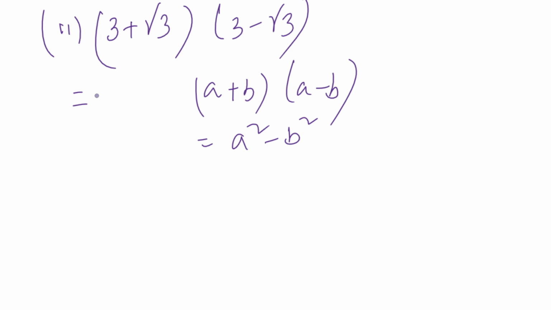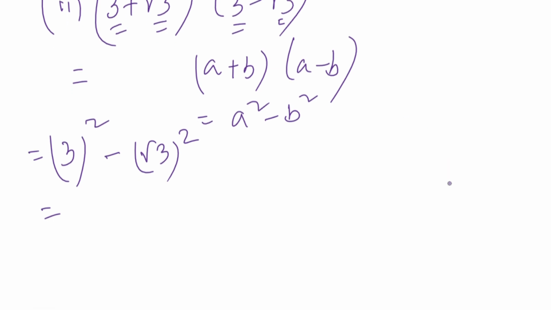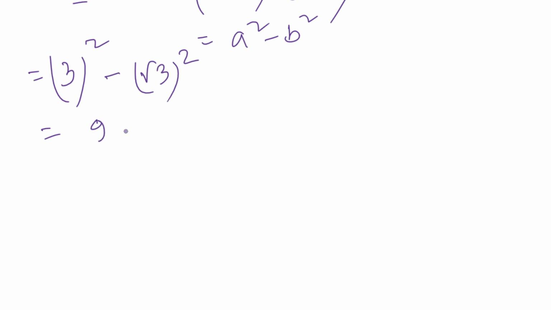So here also same thing. This is my a, so a square means 3 square. This is a square minus, this is b, root 3 and root 3, minus b square, root 3 square. So 3 square is 9, minus, this one and this one get cancelled. So 3, equals 9 minus 3 is 6. So this is my answer.